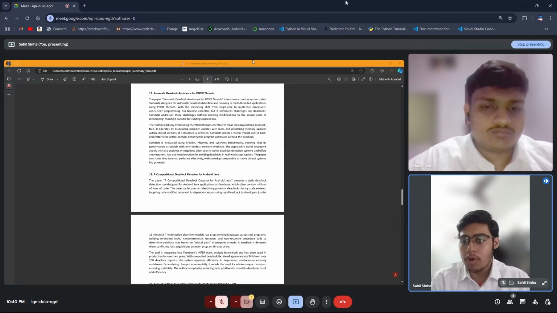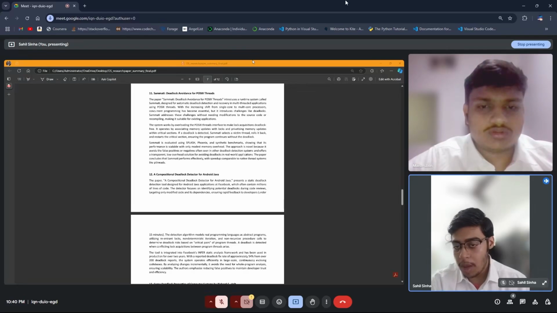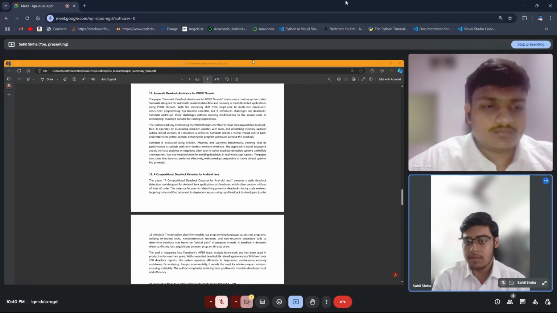The system has reported a deadlock fix rate of about 54% from over 200 deadlock reports, proving effective in large-scale, continuously evolving code bases. By analyzing changes incrementally instead of performing whole program analysis, the tool ensures scalability while emphasizing the reduction of false positives to maintain developer trust and efficiency.